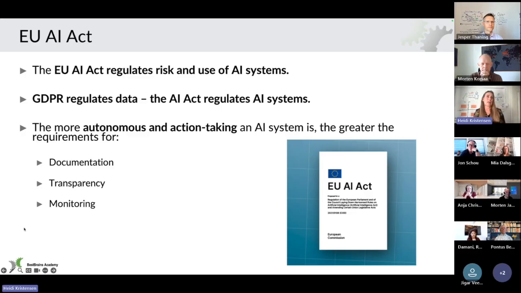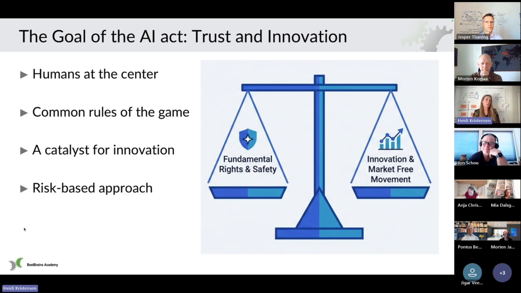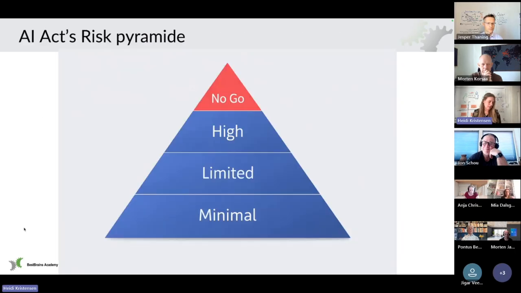The purpose of this that has been set up from the EU is actually to put humans at the center, to have common rules of the whole AI game, and then also to be a catalyst for innovation. So not just to kill it all, but actually give some possibilities for that. And then to work with a risk-based approach. And this is something that's good for all of us, also when we just hear what Jesper's just talking about here, to really think about what is it that we have at hand, what is the risk.